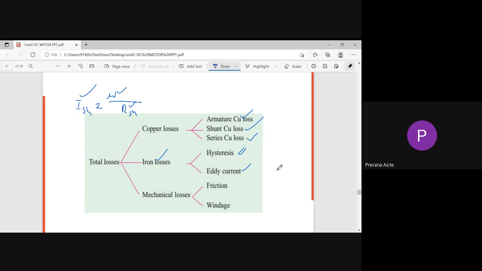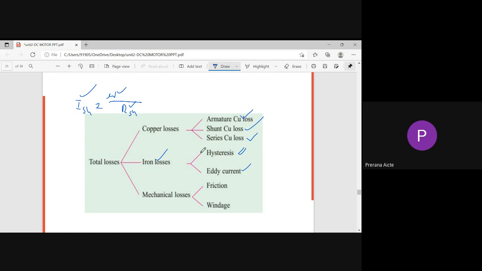In addition to that, the core of the armature also cuts the main field flux. Because of this, according to Faraday's laws of electromagnetic induction, an EMF is induced in the core of the armature. This induced EMF drives current through the core of the armature. Those currents are nothing but eddy currents. These eddy currents give us eddy current losses.